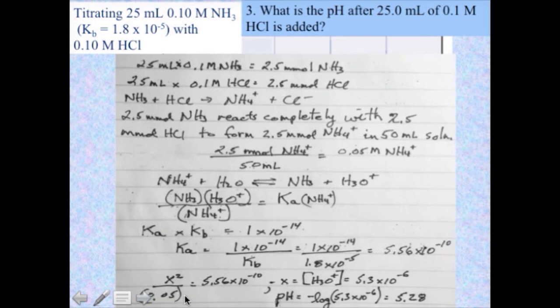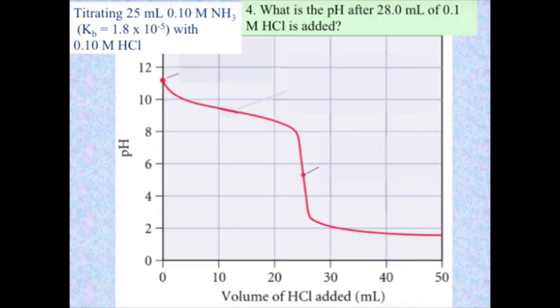Setting up the mass action equation and plugging in, we have x squared divided by 0.05, remember we calculated that up here, equal 5.56 times 10 to the minus 10. We've solved for x, that's the hydronium ion, we get 5.3 times 10 to the minus 6, and we convert that into pH with the negative logarithm, we get a pH of 5.28. And finally, what's the pH going to be after 28 milliliters of 0.1 molar HCl is added? Turn your playback off, try the calculation, and come back. We'll discuss it.